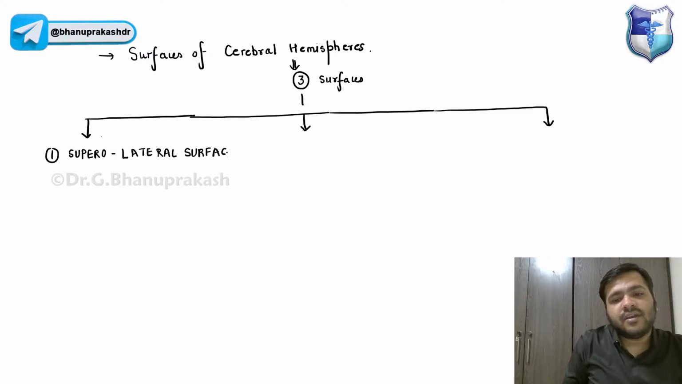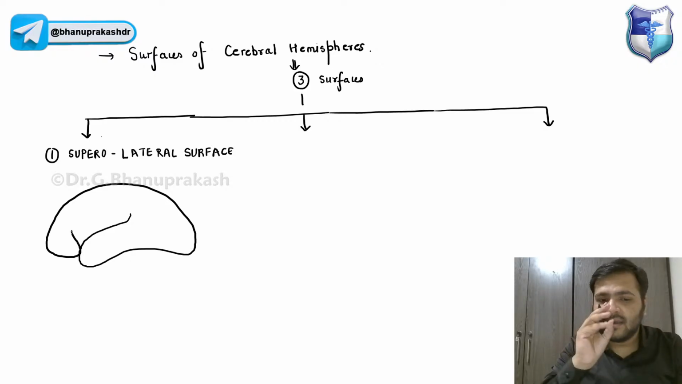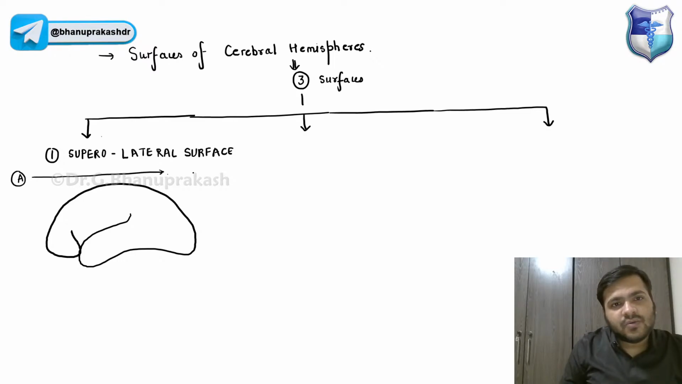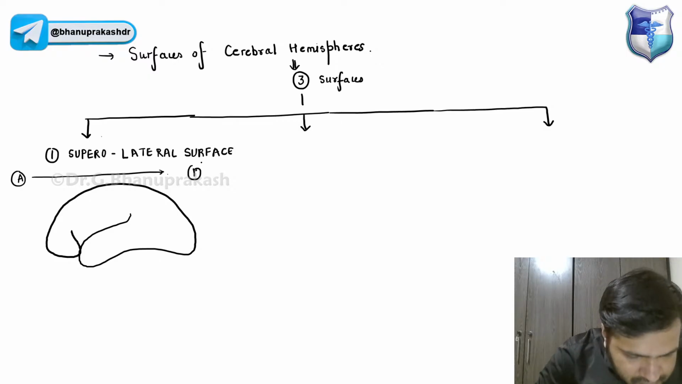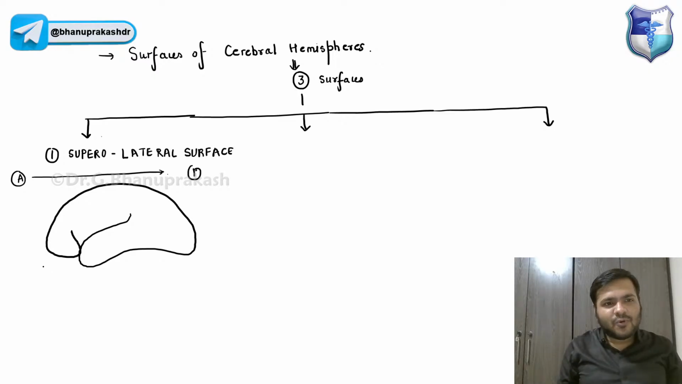Now let us try to draw this, guys. I'm drawing one hemisphere over here, and just remember the superolateral surface exactly looks like this. Coming from anterior to posterior, anteriorly we have the frontal bone, so we have a pole over here, and that is called the frontal pole.